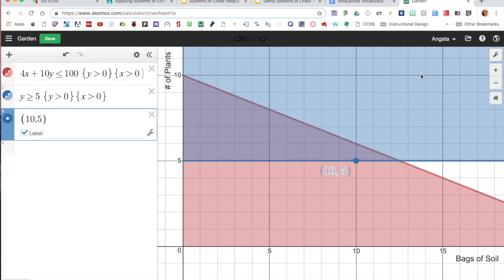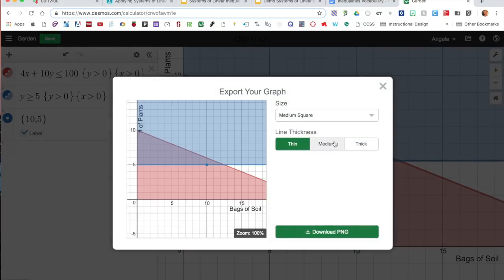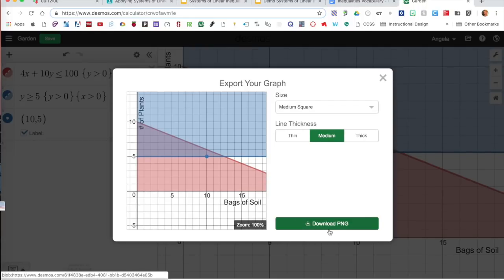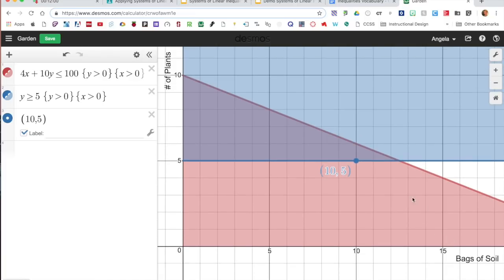Now we're going to export this into our Google Slide. So go up here to the Share button on the top right corner. Click on Share Graph, then click on Export Image. Change your line thickness to medium, and download the PNG. How you have your graph aligned on your screen is going to help with how it lines up and looks in the output.